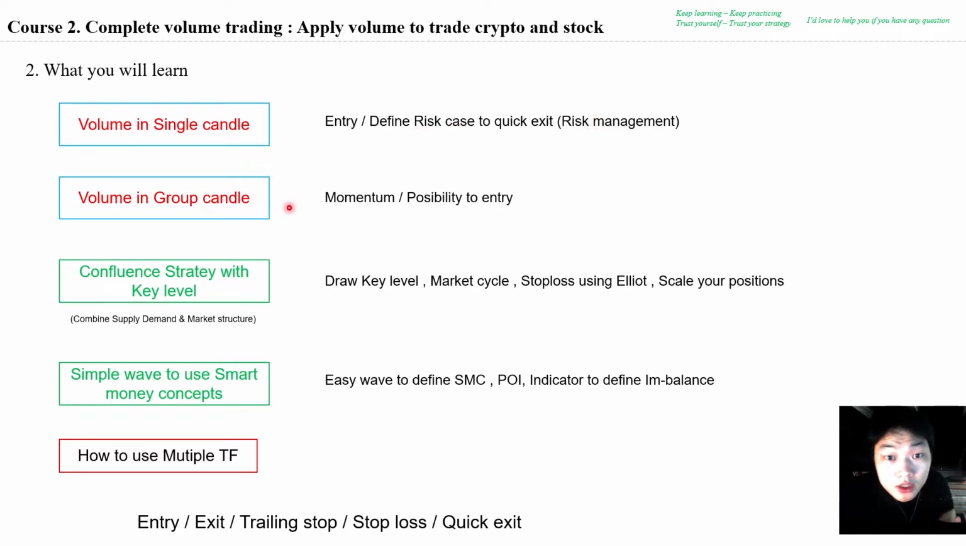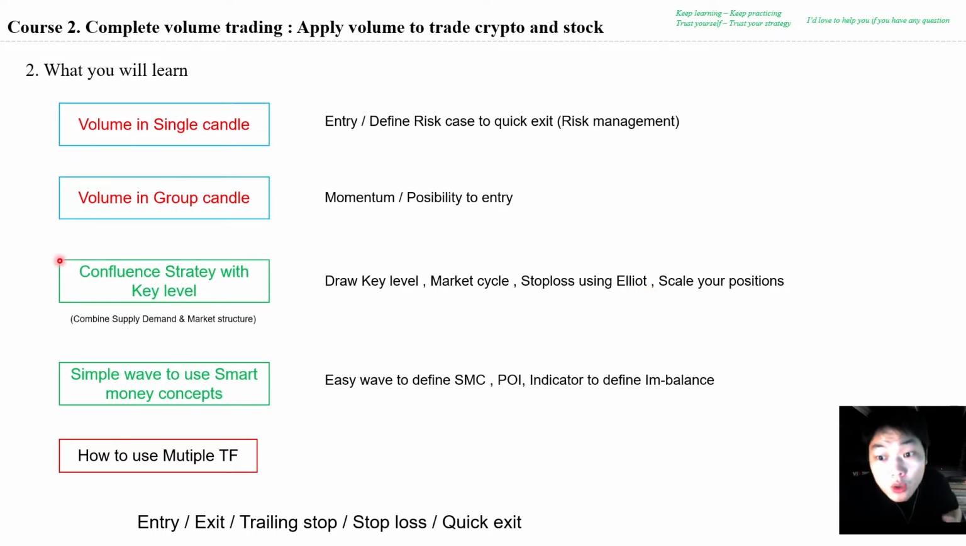And in the second part, you can understand how to use volume in the group of candles to define the momentum of the market, to define the possibility whether the price coming into a strong zone can continue entry into the market or not. And the third one, in this part, you will learn how to draw the key levels, understand the market cycle, set stop loss using the Elliott theory, and scale your position, especially when you're trading with funds like FTMO, TCAP, or other funds.